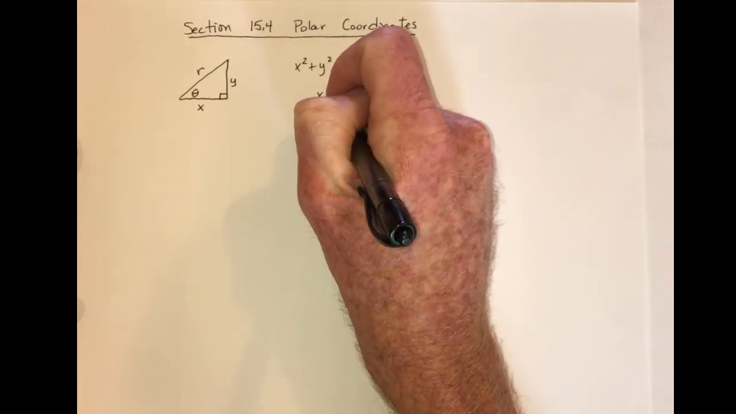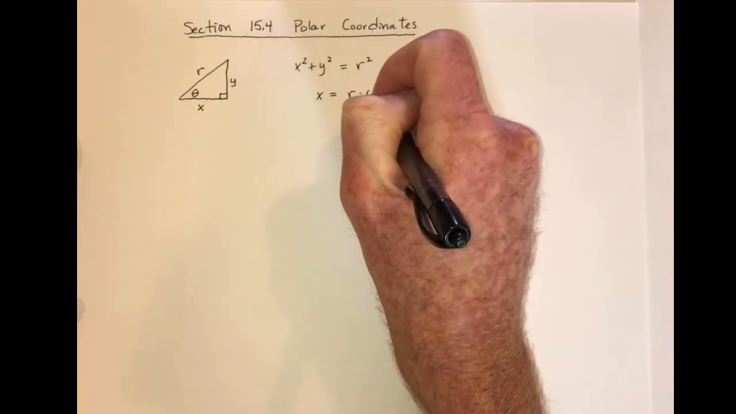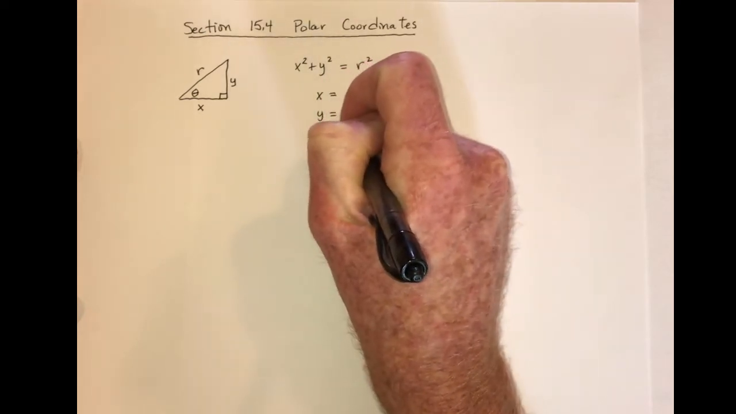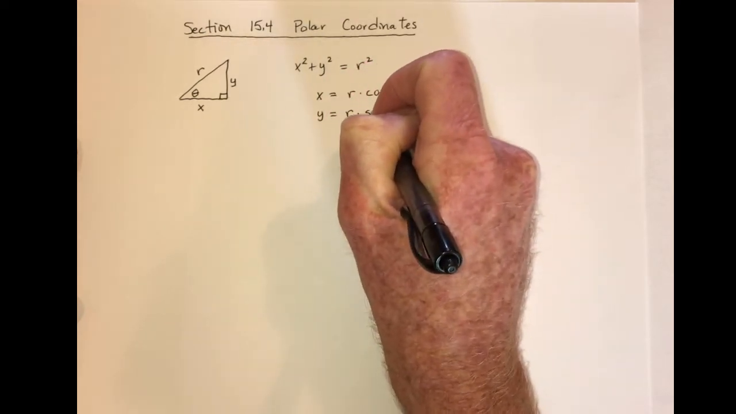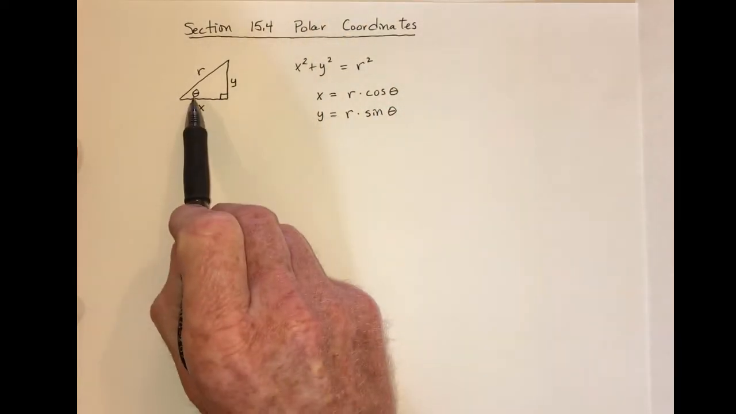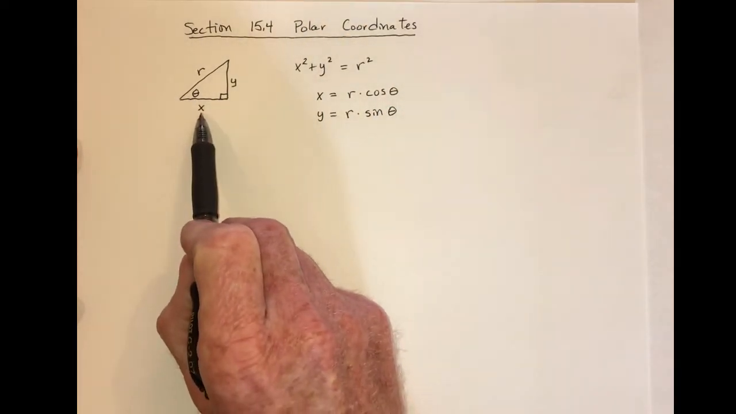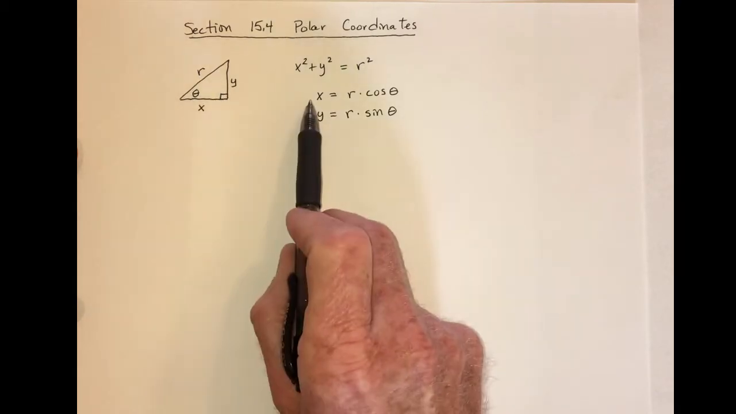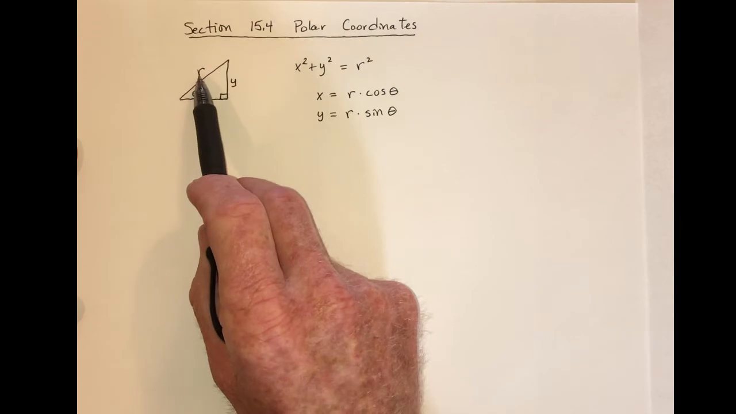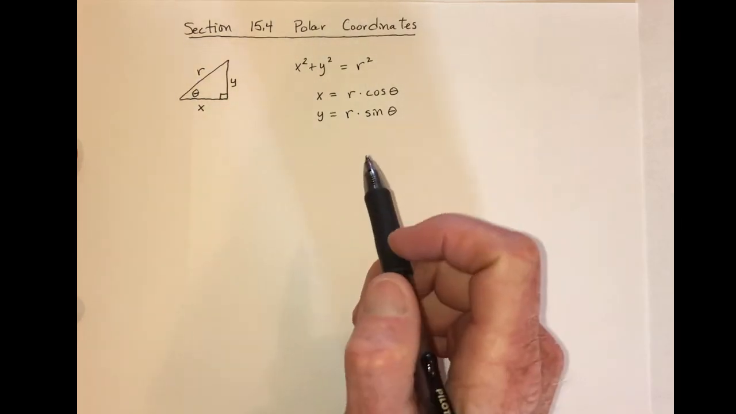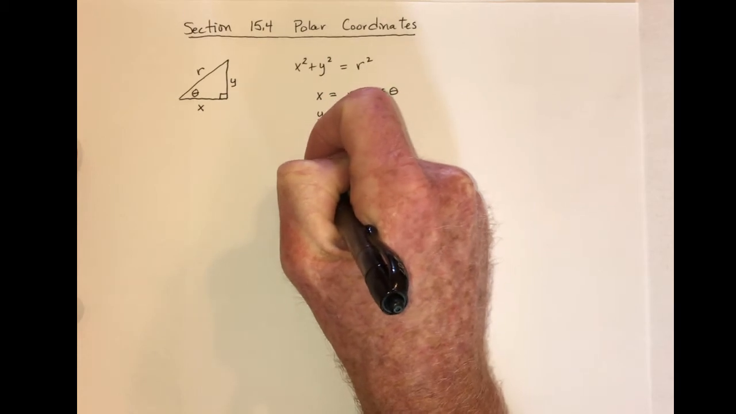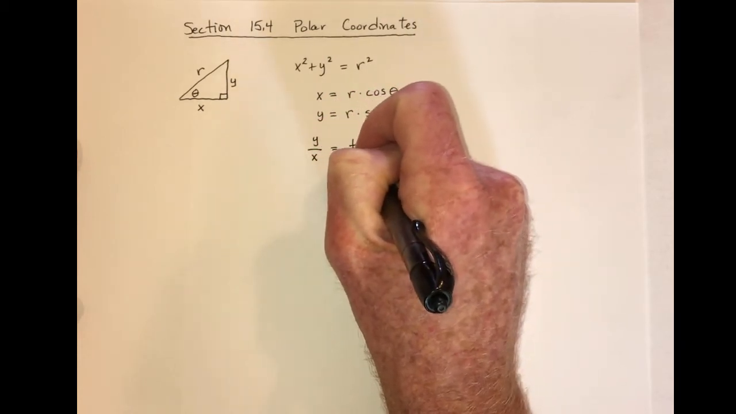And then x is equal to r times cosine of theta. Y is equal to r times sine of theta. And these two just come from saying cosine is adjacent over hypotenuse, and then solve for x. Sine is opposite over hypotenuse, and then solve for y. And then you could also do tangent. Y over x is equal to tangent of theta.